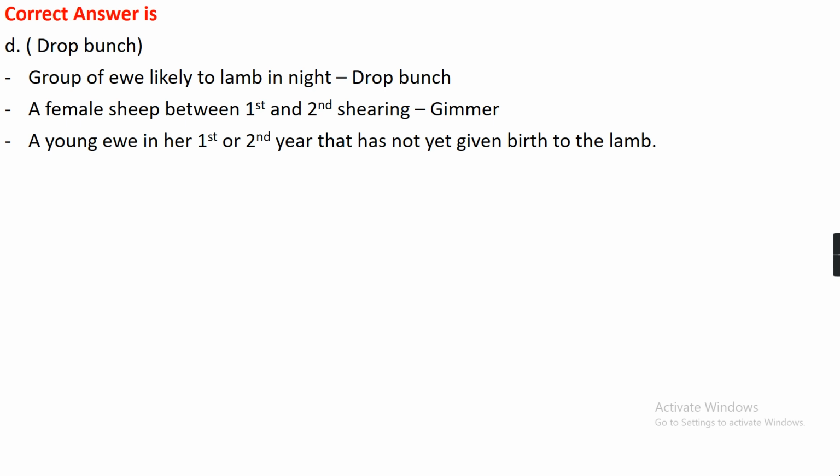Group of ewes which is likely to lamb in night is known as drop bunch, and that female sheep which is between first shearing and second shearing is considered as gimmer, and the young ewe in her first or second year that has not given birth to any lamb is known as thief.